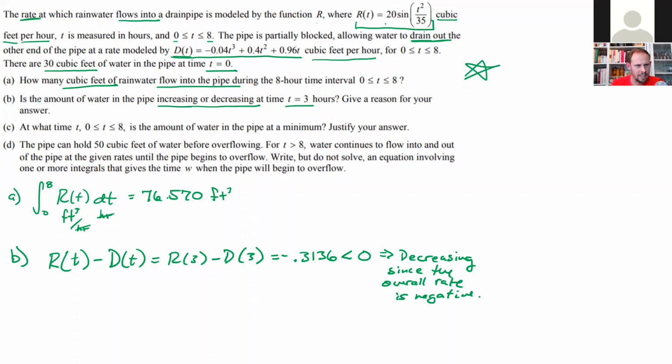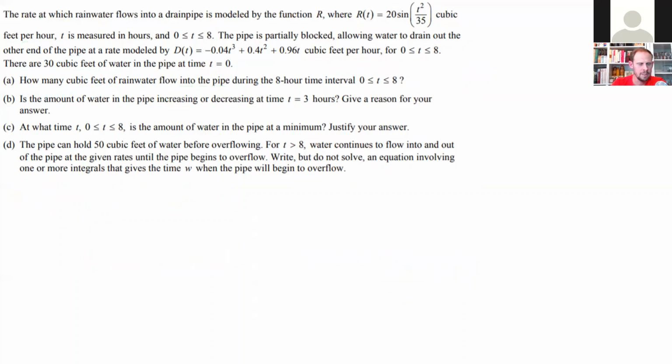All right, and if they want anything else, is the amount of water in the pipe increasing or decreasing? Decreasing. Give a reason for your answer. The rate is negative. All right, cool. So there's C, there's B. All right, we'll take a look at C. At what time between 0 and 8 is the amount of water in the pipe at a minimum? All right, so that's C, now looking for the absolute minimum.